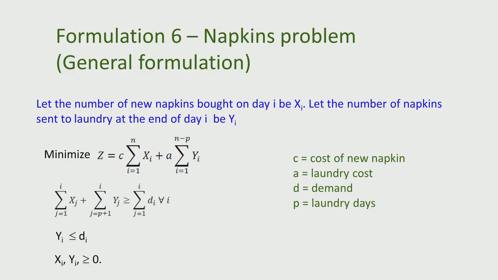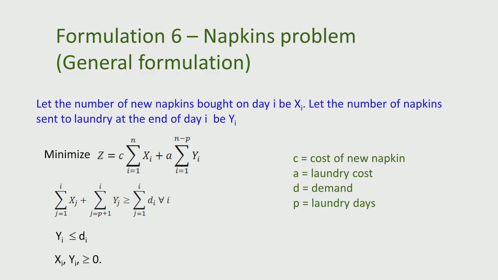A typical constraint would look like on a particular day i, the sum of the new napkins up to i plus the sum of the napkins that have come from laundry up to that day is greater than or equal to the sum of the demands up to that day. So, this was our 5 constraints that we had for each of these 5 days. The limit on putting the napkins to laundry is yi less than or equal to di. So, each day I can put only the maximum demand to the laundry. xi, yi greater than or equal to 0 is a general formulation of the napkins problem.